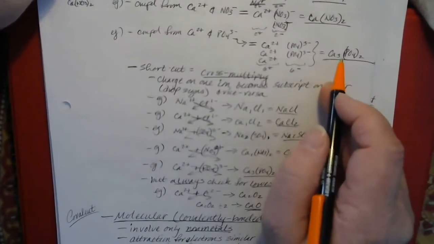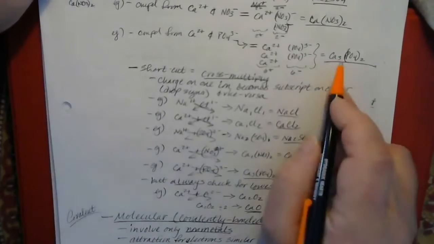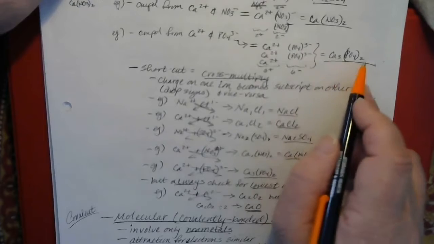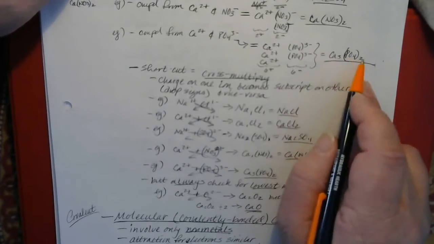In calcium phosphate, each unit of the compound would have 3 calcium ions and 2 atoms of phosphorus and 8 oxygens.